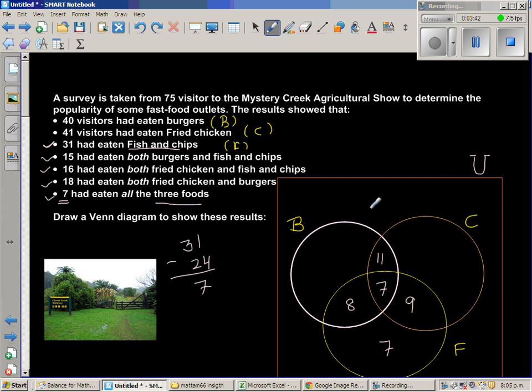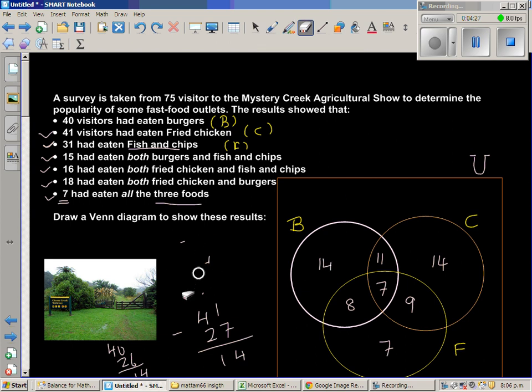41 had eaten fried chicken. So this total area has to be 41. So this is 9. 11 plus 9 is 20, plus 7 is 27. And you have to take away 27 from 41, which is 14. So this area has only 14. So this is done. And 40 total burgers. So this total area is 40. So this is 15 plus 11 is 26. And 40 take away 26 is again 14. So I'll write 14 here.